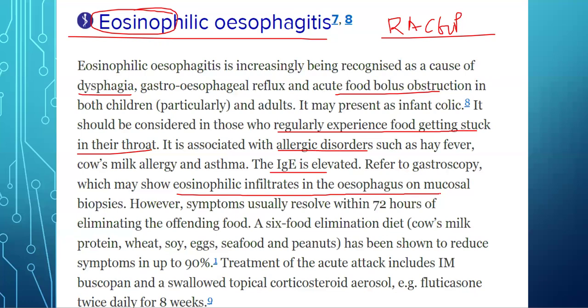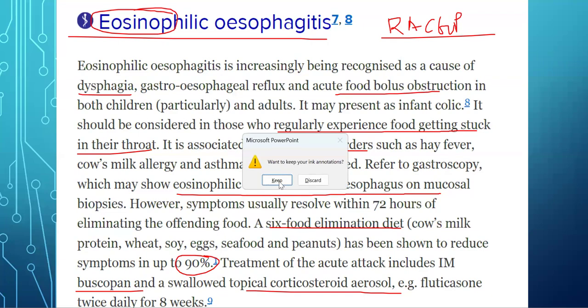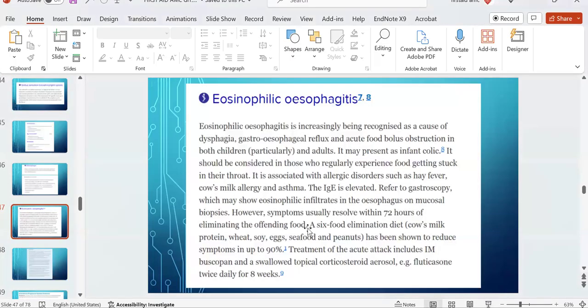There are some foods which can make it worse. That's why there is a 6-food elimination diet that sometimes can help to reduce the symptoms in 90% of cases. But if it is an acute attack, the treatment includes IM Buscopan and a topical steroid like fluticasone. Okay. Now, before we move forward, I want to go through the RACGP guideline a bit.